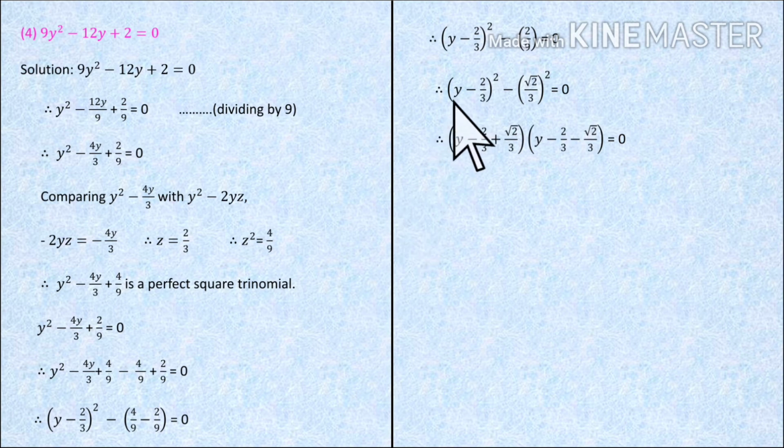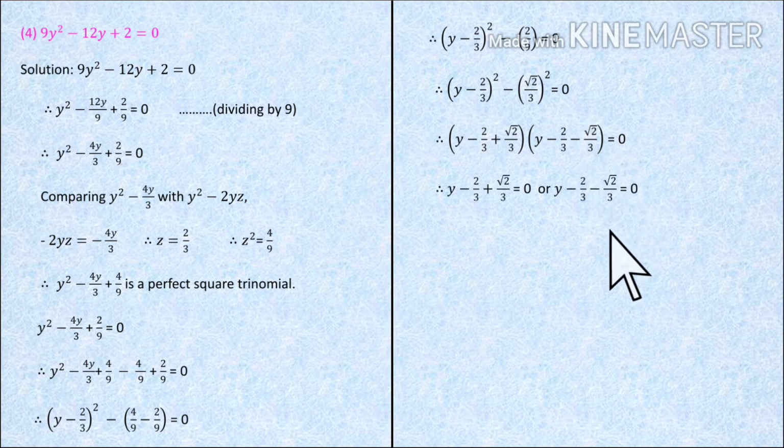So next step, (y minus 2 by 3 plus root 2 by 3) in one bracket, (y minus 2 by 3 minus root 2 by 3) in another bracket, which is equal to 0. Equate each term to 0. Therefore, y minus 2 by 3 plus root 2 by 3 is equal to 0, or y minus 2 by 3 minus root 2 by 3 is equal to 0.